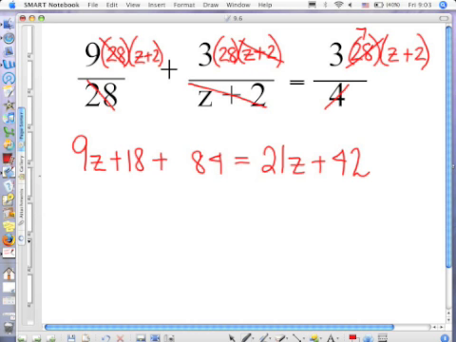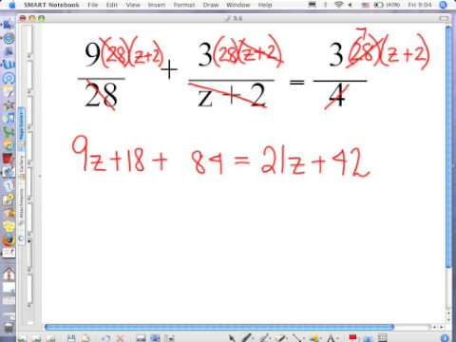And now look what we have. We have a very simple equation. Is this quadratic? Do you see a z squared anywhere? No, it's just a regular old equation where we're going to get all our z's on one side and we're going to solve for z.